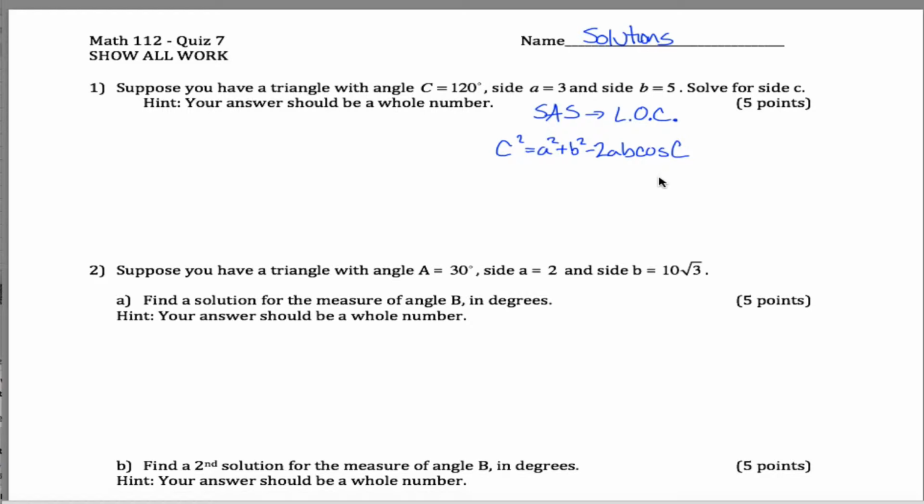So all I have to do is figure out what this is by plugging in these values here, here, here, here, and here. So I got that C squared is equal to A squared, 3 squared is just 9, plus B squared, 5 squared is 25, minus 2 times A times B, 2 times 3 times 5 is 30, times the cosine of C. Let's see, C is 120 degrees, so the cosine of C is negative 1/2.